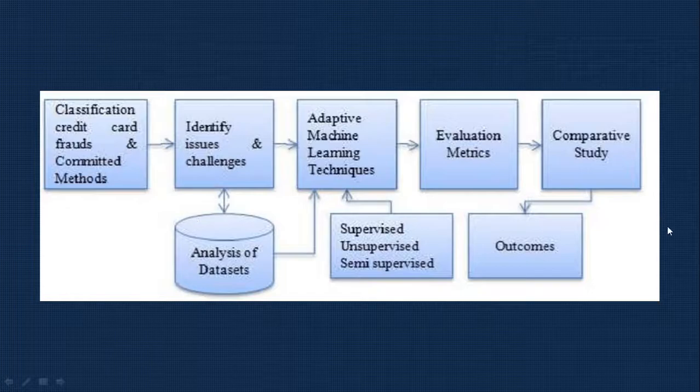So this is the block diagram, which will give an idea: classification of credit card fraud committed methods, identify issues and challenges, adaptive machine learning techniques, evaluation of metrics, comparative study, outcomes, supervised, unsupervised, semi-supervised, analysis of data set. So in future, if you want to get into the same field, these are the different methods we can adapt and you can improve the project.